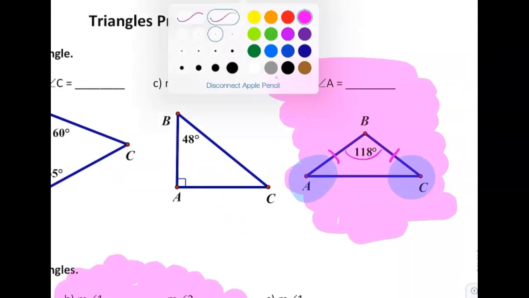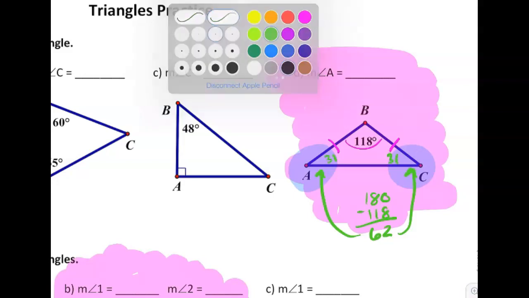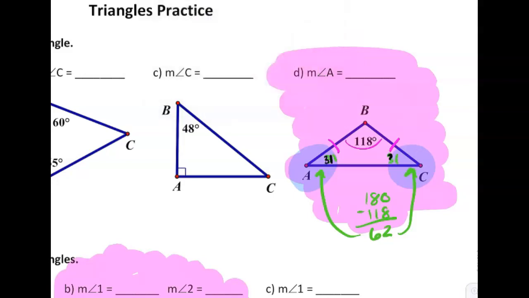So just to double check the work on that now that you've done it. We had 180. We took away 118 at the top. That left us with 62. Meaning we had to split that evenly, so each one of those was 31 degrees, which makes angle A 31 degrees.